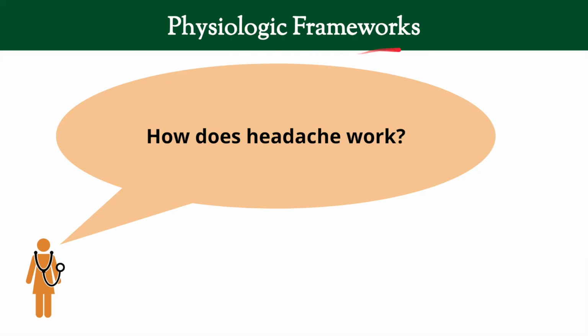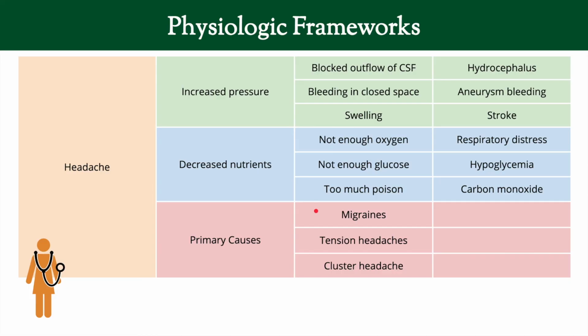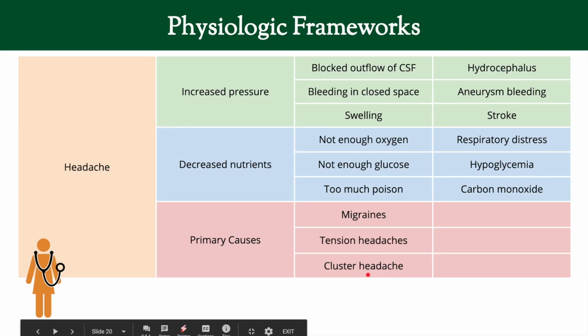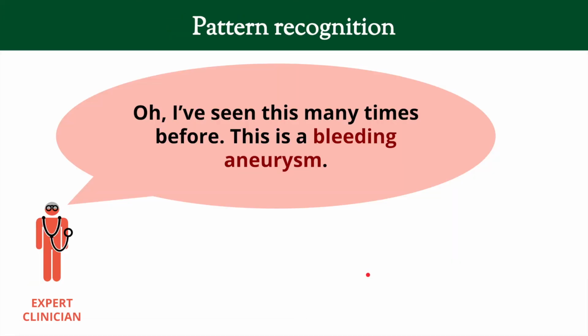Another method is to use physiologic frameworks, like how do headaches work, right? So headaches can happen from one of three different causes: increased pressure in the head, decreased nutrients, or various primary causes. And how would you get increased pressure? Well, you can have blocked outflow of the fluid in the brain, so you get a buildup of pressure on the inside because it can't get out. You could have bleeding in a closed space, so that causes increased pressure, or swelling of the brain itself. And here are some potential explanations for that. And you can see the same here. So you can think about how physiologically might a headache happen, right?